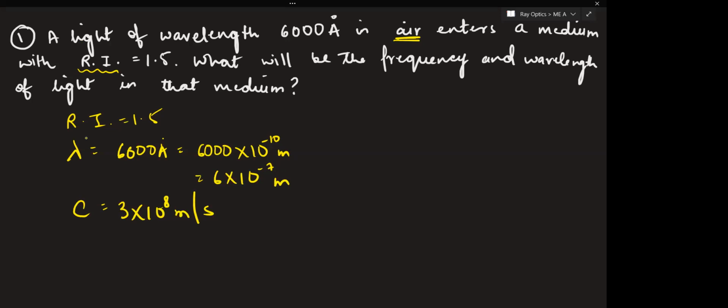Now see, when light travels from air to the refracting medium, its frequency remains unchanged. What will be the frequency? The frequency will remain unchanged. All right. From air to the refracting medium, the frequency remains unchanged. But what is the value of frequency? That we can calculate, no? So if you have speed and wavelength, see, speed is always equal to wavelength multiplied by frequency. The symbol for frequency is nu.